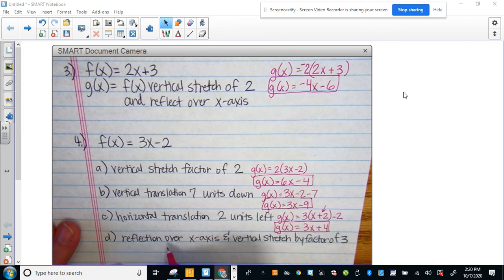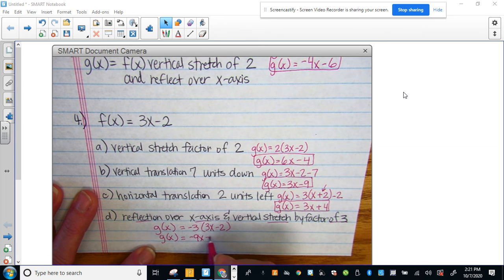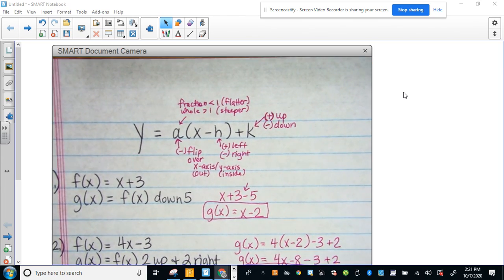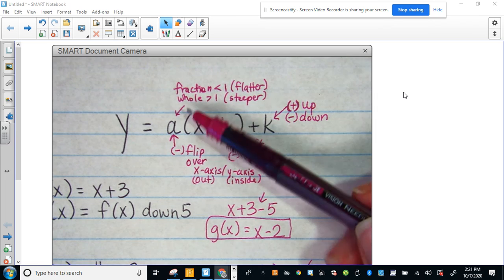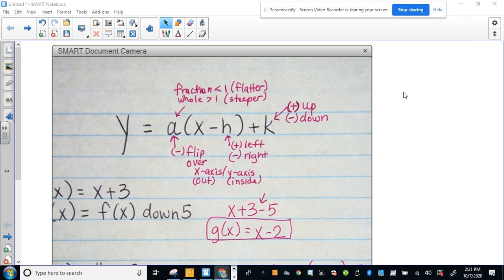And then finally, this is a reflection over the x-axis and a stretch of a factor of 3. So my g of x is going to be, if my factor is 3, and I'm going to flip it, it's going to be a negative 3 in front of your original. So g of x ends up being negative 9x and then a plus 6. So hopefully these rules, again, focus on this. Basically, here we have A represents a number, H represents a number, and K represents a number.